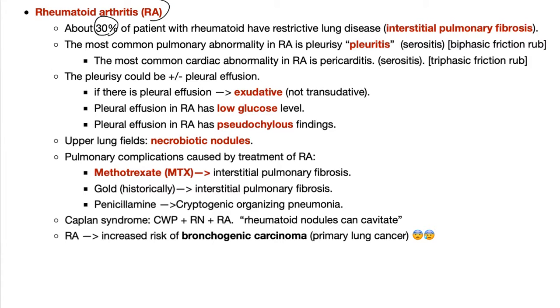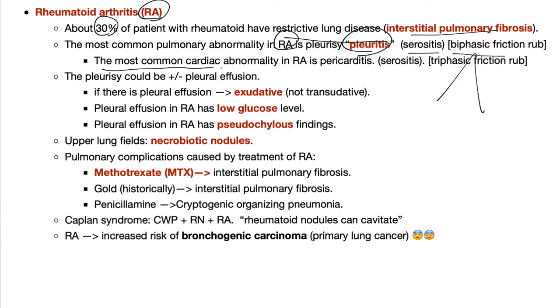30% of patients with rheumatoid arthritis have a restrictive lung disease, which is an interstitial pulmonary fibrosis. The most common pulmonary abnormality in rheumatoid is actually pleuritis or pleurisy, which is a serositis with the famous biphasic friction rub. Inhalation, exhalation. This is the biphasic friction rub.